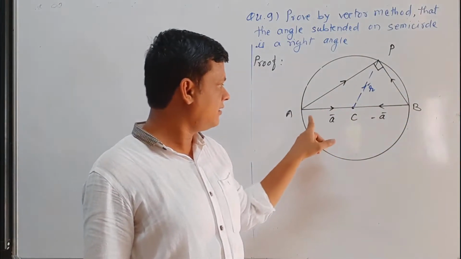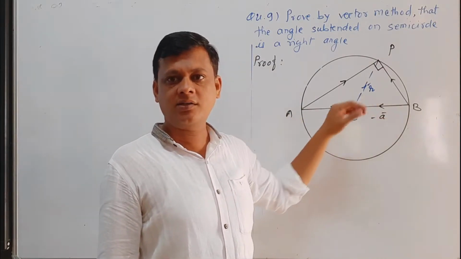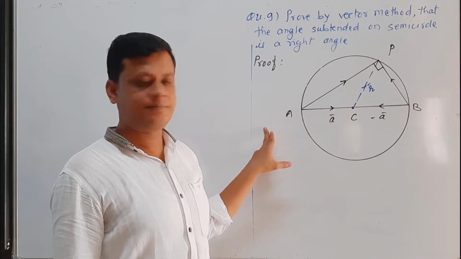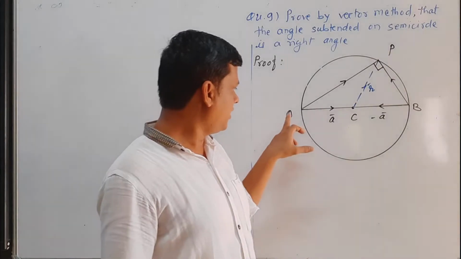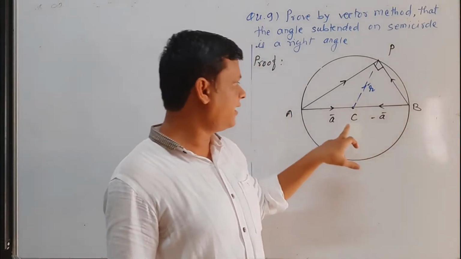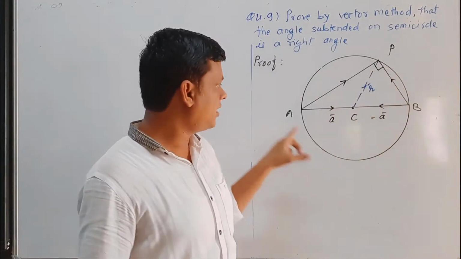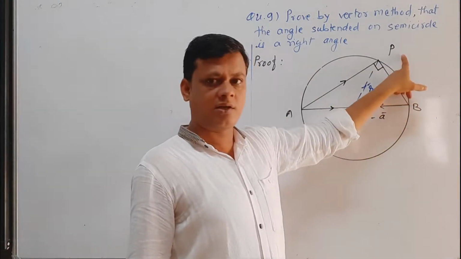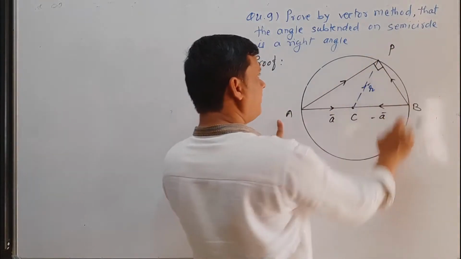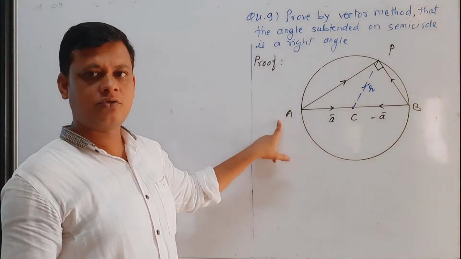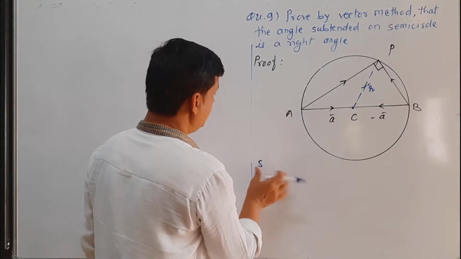In class 10 you proved the theorem, the angle subtended by a diameter in a semicircle is a right angle. So here we consider a circle with a diameter AB having center at C, and consider a point P other than point A and B on the circle. Then we have to show here this angle APB is a right angle. So first we write here in proof.